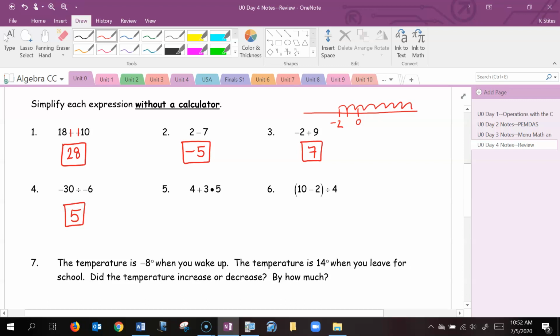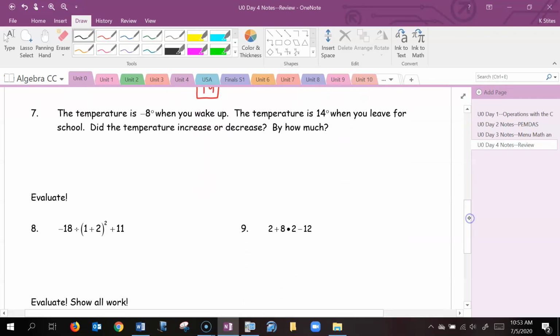Number 5, be careful. Order of ops, multiplying comes first. Did I trick anybody there? 3 times 5 is 15. Then we'll add. So 19 should be your final answer. All right, and then last one of these, you should have parentheses come first. So 10 minus 2 is 8. And then we're going to do 8 divided by 4 is 2. All right. Hopefully you did all right on that.